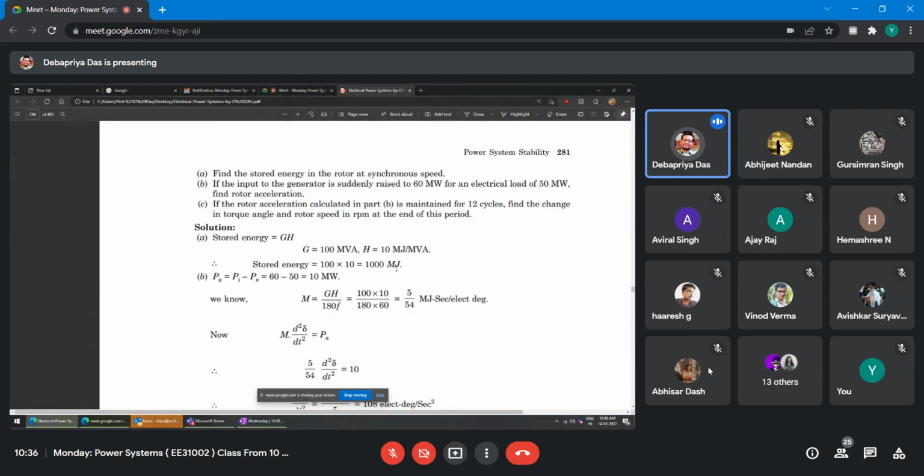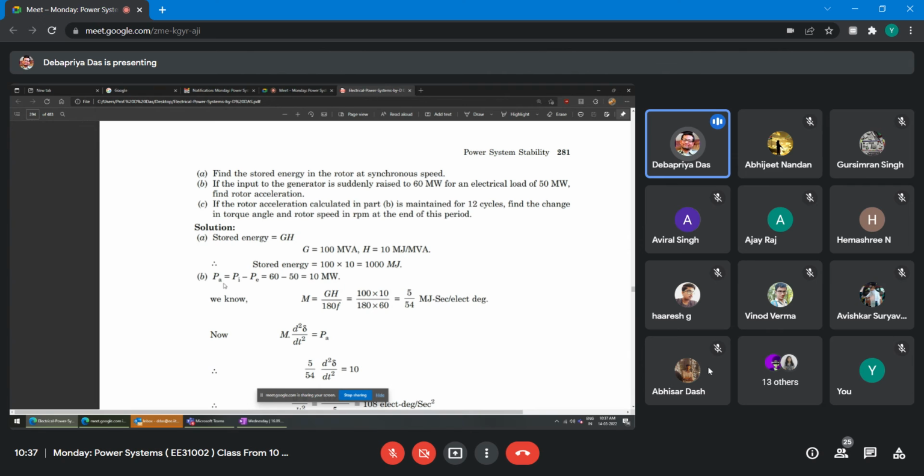So first part is simple. Now second is, if the input to the generator is suddenly raised to 60 megawatt, for an electrical load of 50 megawatt, find the rotor acceleration. Input has increased, that is Pi minus Pe. Suppose it was balanced, now it has suddenly increased. So that Pi is more than your electrical one, so the machine will start to accelerate.